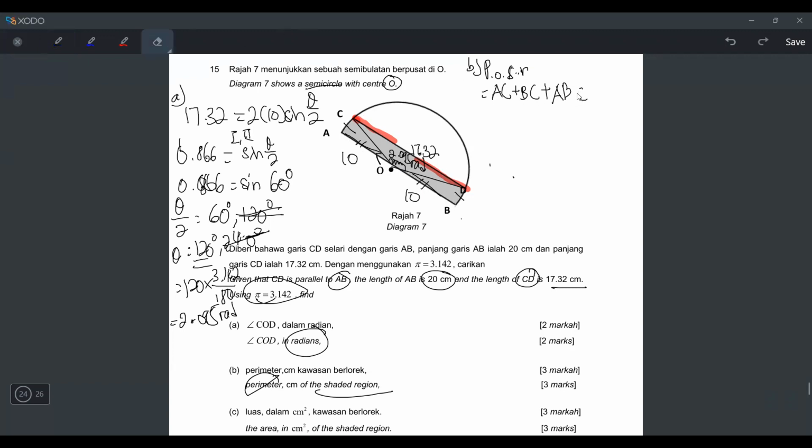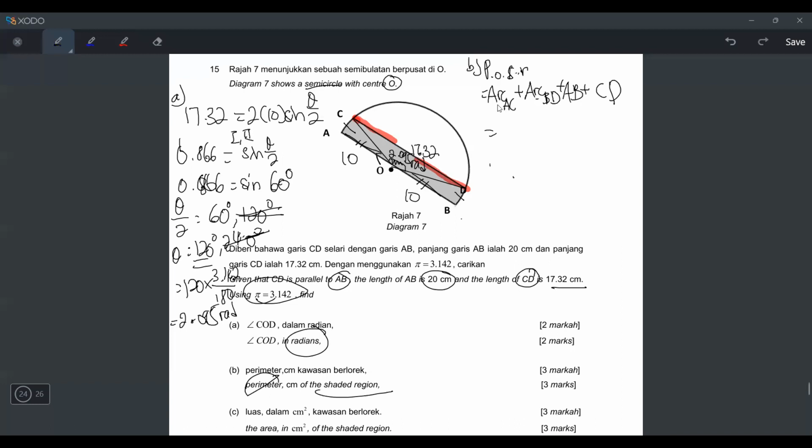But I will not write it that way. Actually you can, but let's not call it AC and BD because it's very confusing. If you write AC, the AC can be the arc, but it can also be the chord, right? So let's call it the arc, because AC is actually an arc. It's not a straight line. So it's actually arc AC plus arc BD, because they are arcs. And then this one you can write because it's a straight line, right? AB and CD are straight lines. So plus AB plus CD.